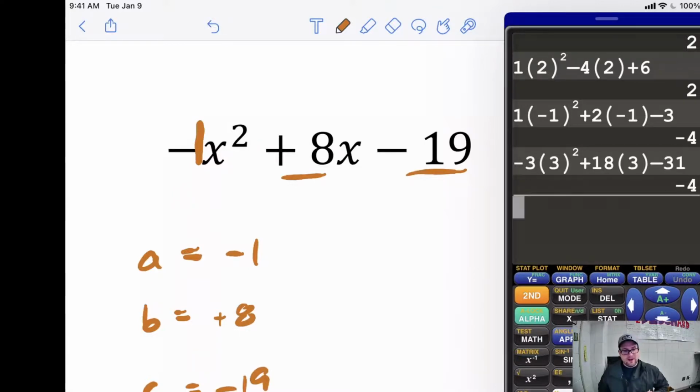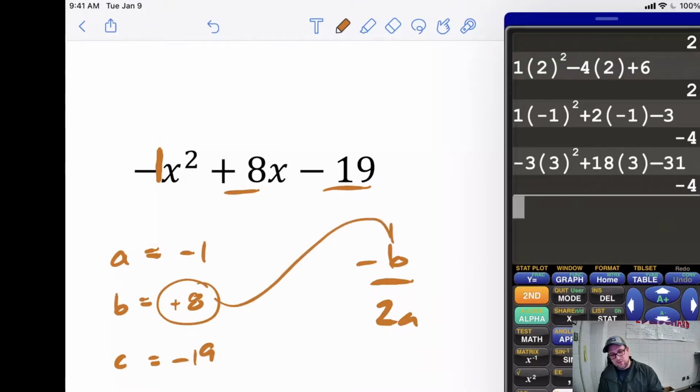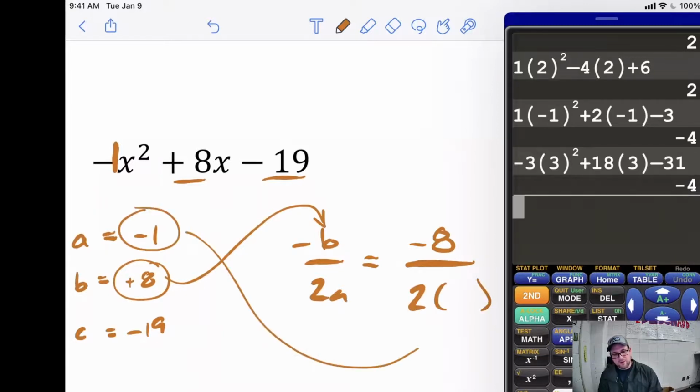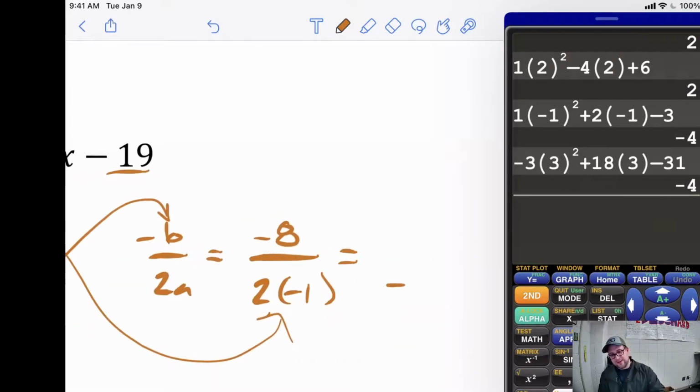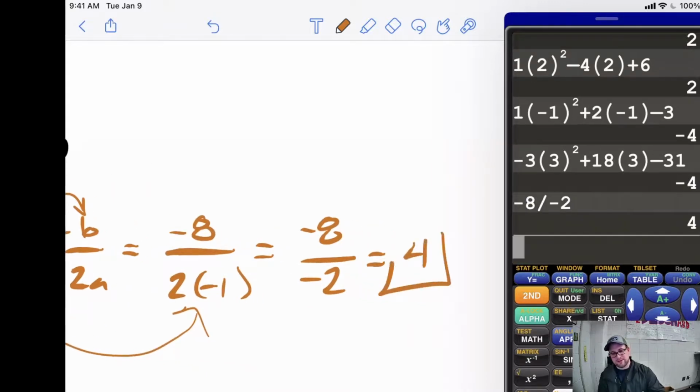Now, when I do this, the formula always remains the same, guys. Negative b over 2a. So our b value was a positive 8. When I plug it in, it's going to become negative 8. On the bottom, 2 times a was negative 1. So let's put negative 1 where a was. 2 times negative 1 is negative 2. So we get a negative 8 up top. Negative 8 divided by negative 2 is a positive 4. So coming on over, we get a positive 4, just like that. Nice job. That 4 is the x-coordinate of our vertex.